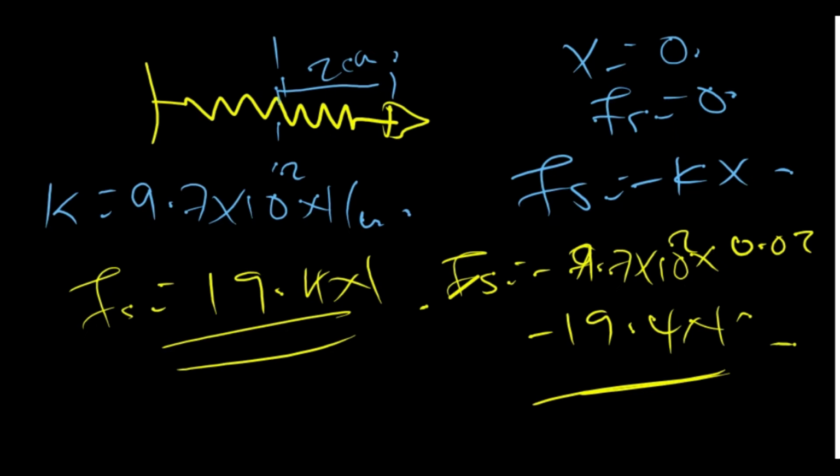So this is the relationship between the resultant force and the displacement: they are in direct proportion to each other. The moment the resultant force increases, the displacement has to go up. When the displacement goes down, the resultant force has to go down as well.